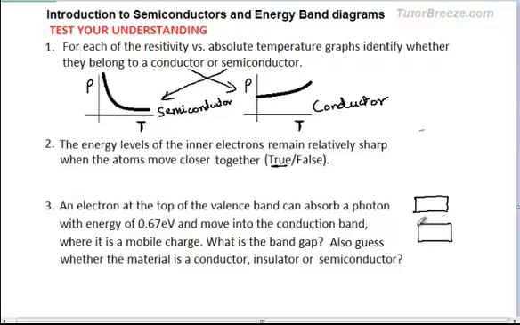Let's say this is the valence band and this is the conduction band. An electron which is present over here absorbs a photon and moves into the conduction band, and the value is 0.67 electron volt. So this means that the band gap or the energy gap will be 0.67 electron volts, and the material will be a semiconductor because the energy gap of a semiconductor is less than 3 electron volts.